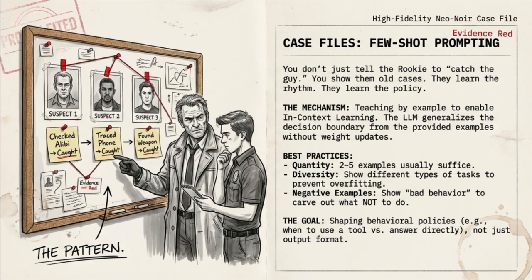There are several best practices you should follow when using this technique. Usually, a set of 2 to 5 high quality examples is sufficient to set the pattern. You should focus on diversity by showing different types of tasks to prevent the model from overfitting to a single scenario. It is also very effective to include negative examples, which show bad behavior to clearly carve out what the agent should not do. The ultimate goal here is to shape behavioral policy. You want the agent to learn when it is appropriate to use a professional tool versus when it should answer the user directly. We are shaping behavior, not just formatting output.